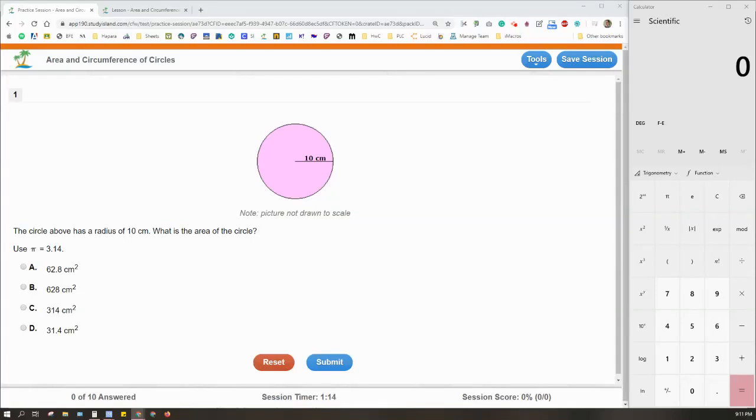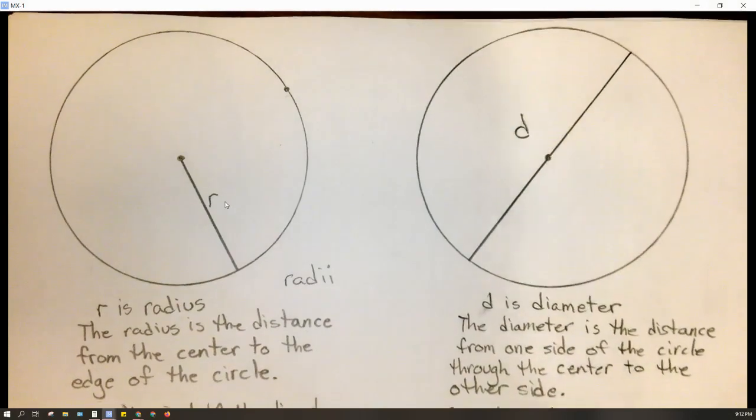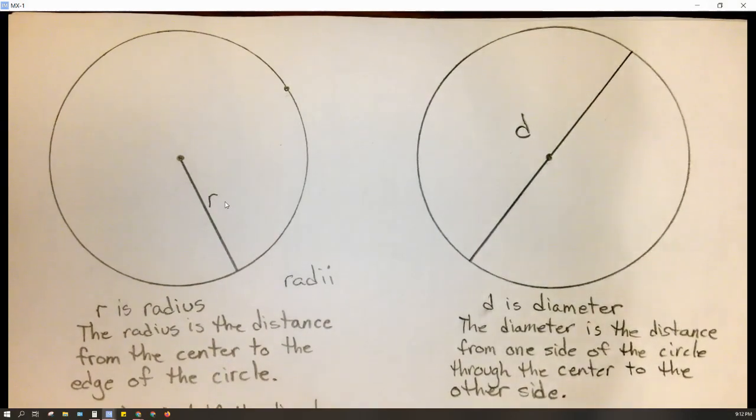All right, this is the video for area and circumference of circles, one of my favorite topics. Let's get into it. The first thing, you need a little bit of background information before we do these problems. So first things first, R. You need to know what R is when we put it in a formula and we're talking about circles. R stands for radius. R is radius.